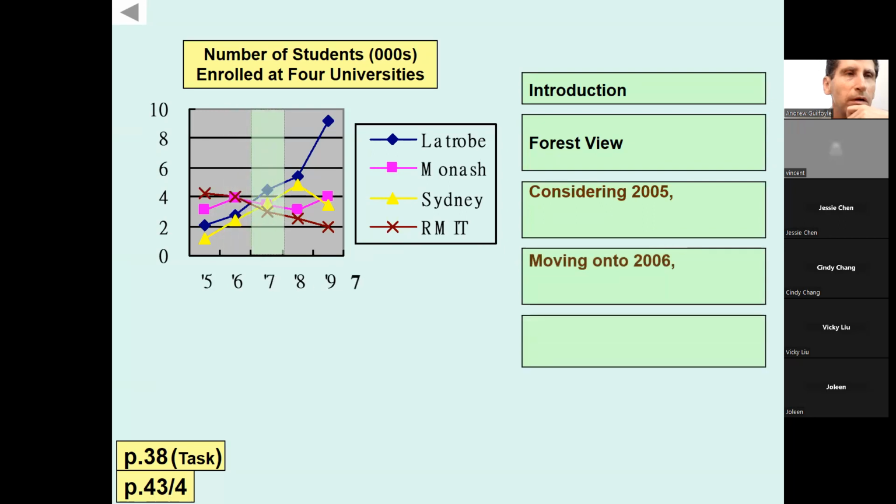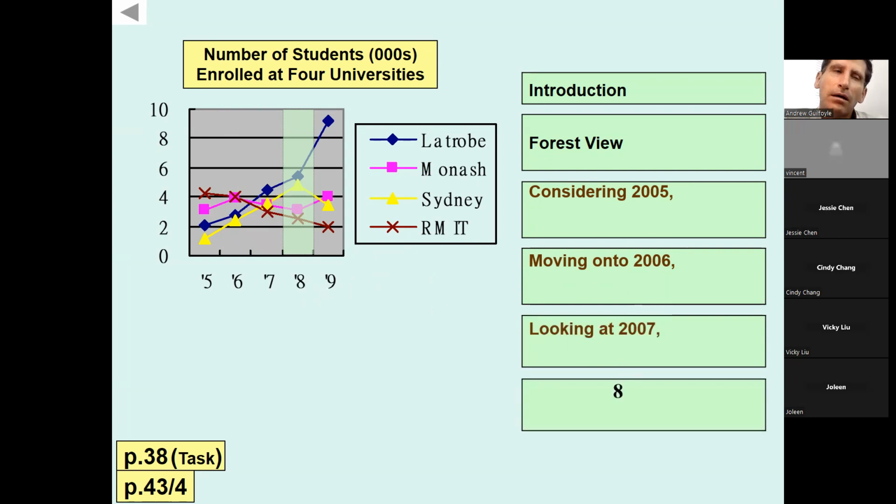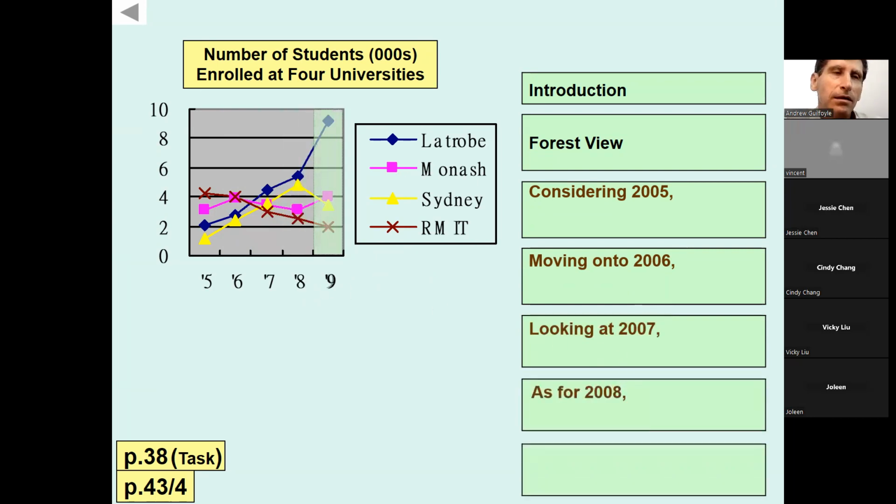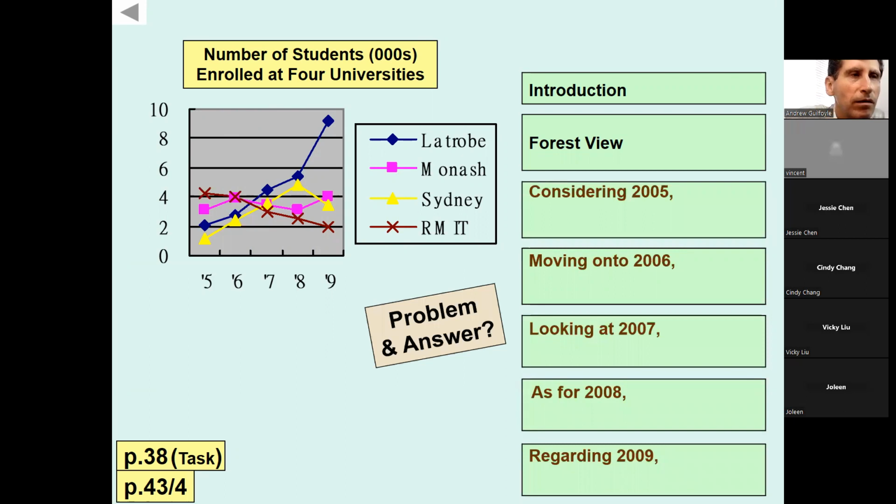Wait a moment. Is this right? I don't think this is right. What's wrong? Too many. So we have a problem here. And again, sometimes there's just too much. We have to think more carefully about what we put there.